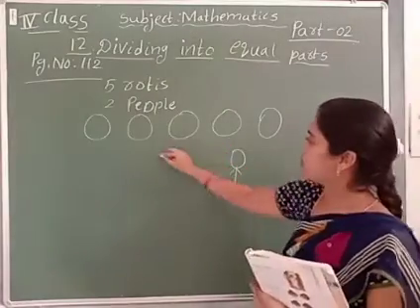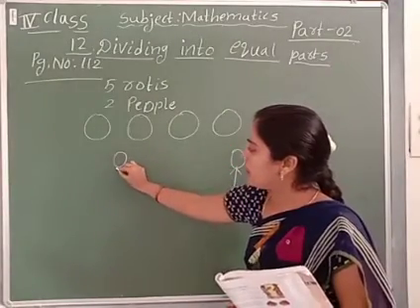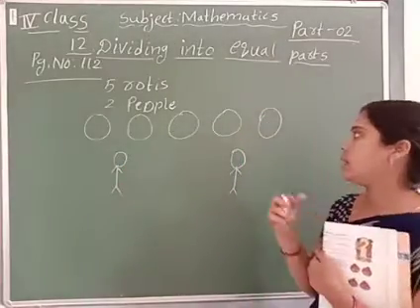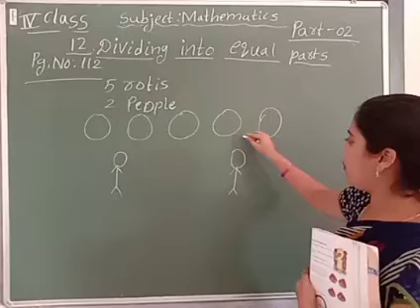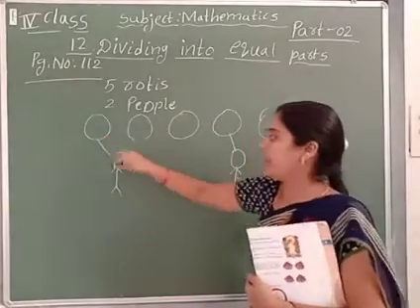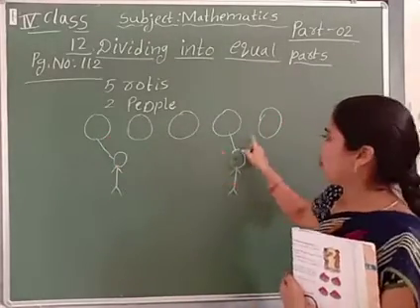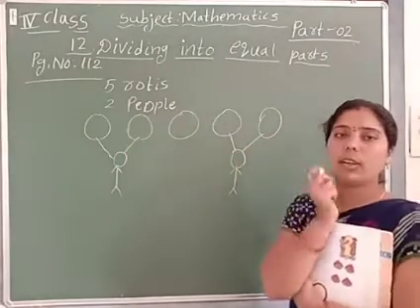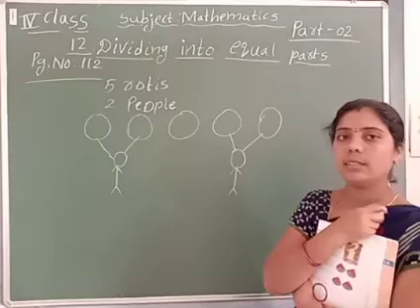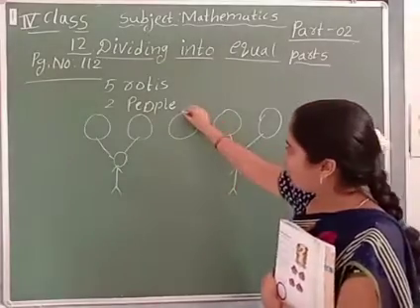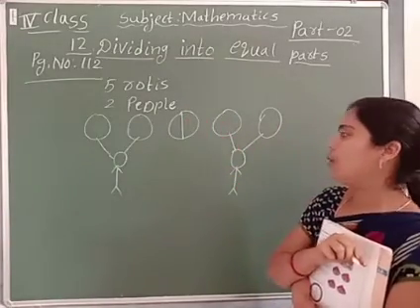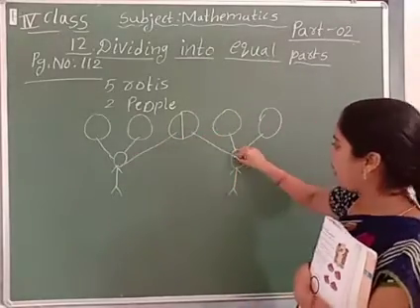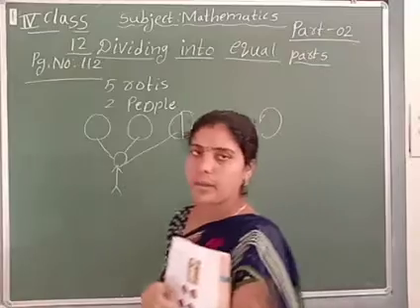See here, 2 people. They are dividing 5 rotis. First of all, each side is given 1 roti, and then again 1 roti. So only 1 roti is left. So which one to give it to? This 1 roti we are dividing into 2 equal parts. One half part is given to 1 person and the other half part is given to the other person.